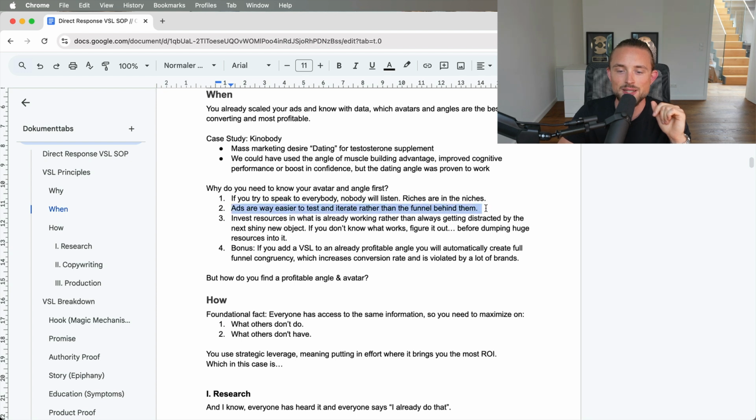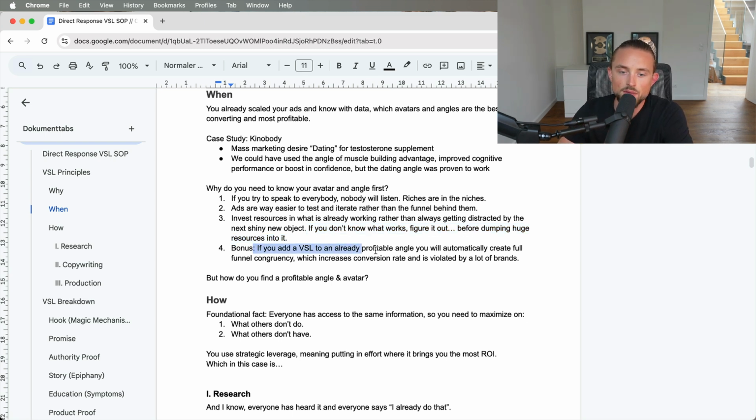Ads are way easier to test and iterate rather than the funnel behind them. So you want to invest resources in what is already working rather than always getting distracted by the next shiny object. So if you don't know what works, you should figure it out before putting huge resources into it and before crafting a VSL, right? So just because we have great success with VSLs for a lot of our clients, please do the research and do the heavy lifting first before just copy and pasting this.